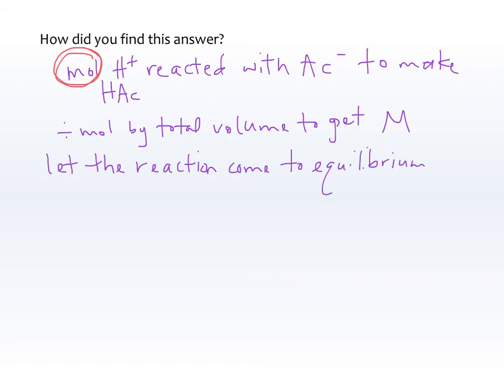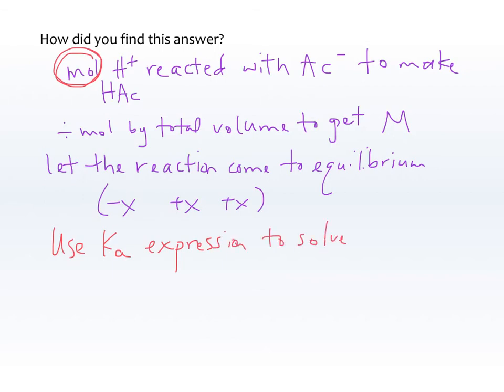And what I mean by that is minus x, subtract from the reactant side, add to the product side, so that you can use the Ka equation. So then, of course, use the Ka expression to solve for H3O plus. And then the negative log of that to find pH.